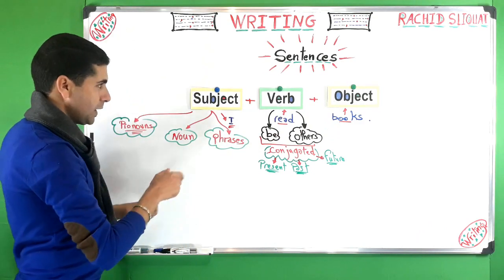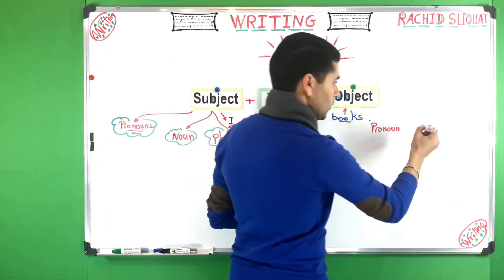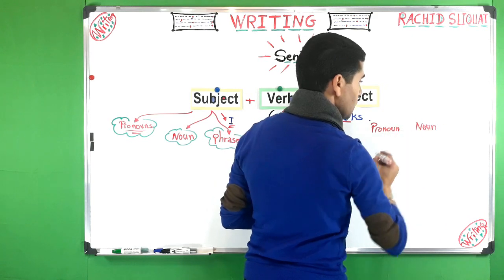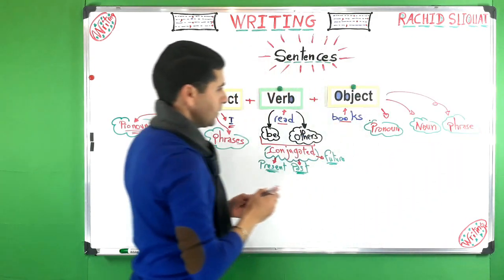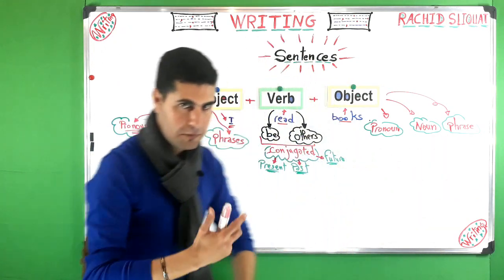Again, when we talk about the object, it can either be a pronoun, or it can be a noun or even a phrase. So this is what an object can be: pronoun, noun or even phrase.